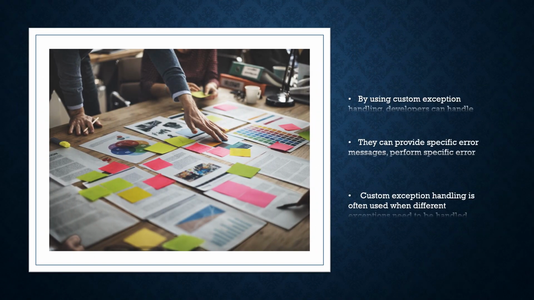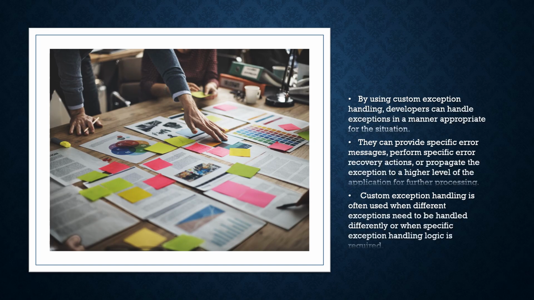By using custom exception handling, developers can handle exceptions in a manner appropriate for the situation. They can provide specific error messages, perform specific error recovery actions, or propagate the exception to a higher level of the application for further processing. Custom exception handling is often used when different exceptions need to be handled differently or when specific exception handling logic is required. You will be thinking now which one to use: when should I go for global exception handling, and when should I go for custom exception handling.